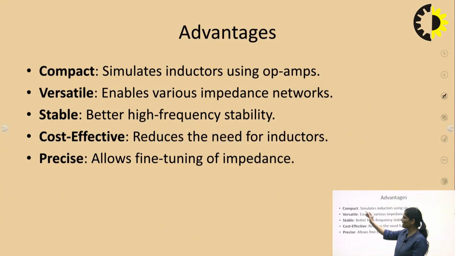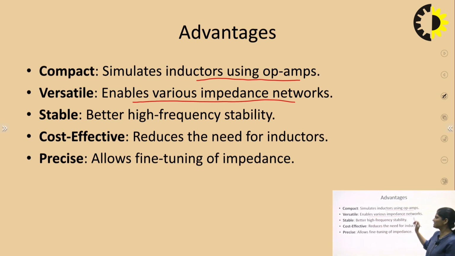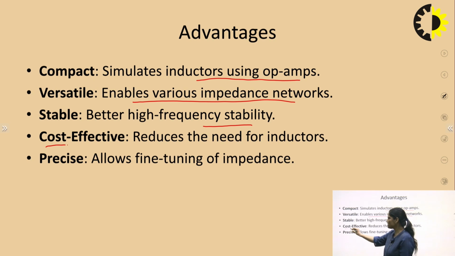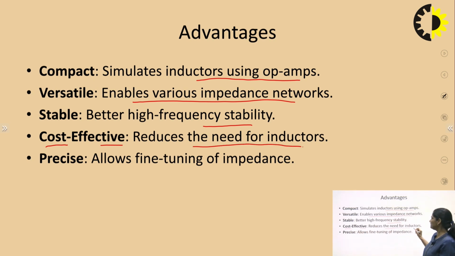Now these are the advantages of general impedance converter. Its compact size, so it simulates inductors using operational amplifier. It is versatile, enabling various impedance networks. Now it is stable, with better high frequency stability. If we are talking about cost, it is cost effective, reduces the need for inductors. Now it is precise in size, allows fine tuning of impedance.